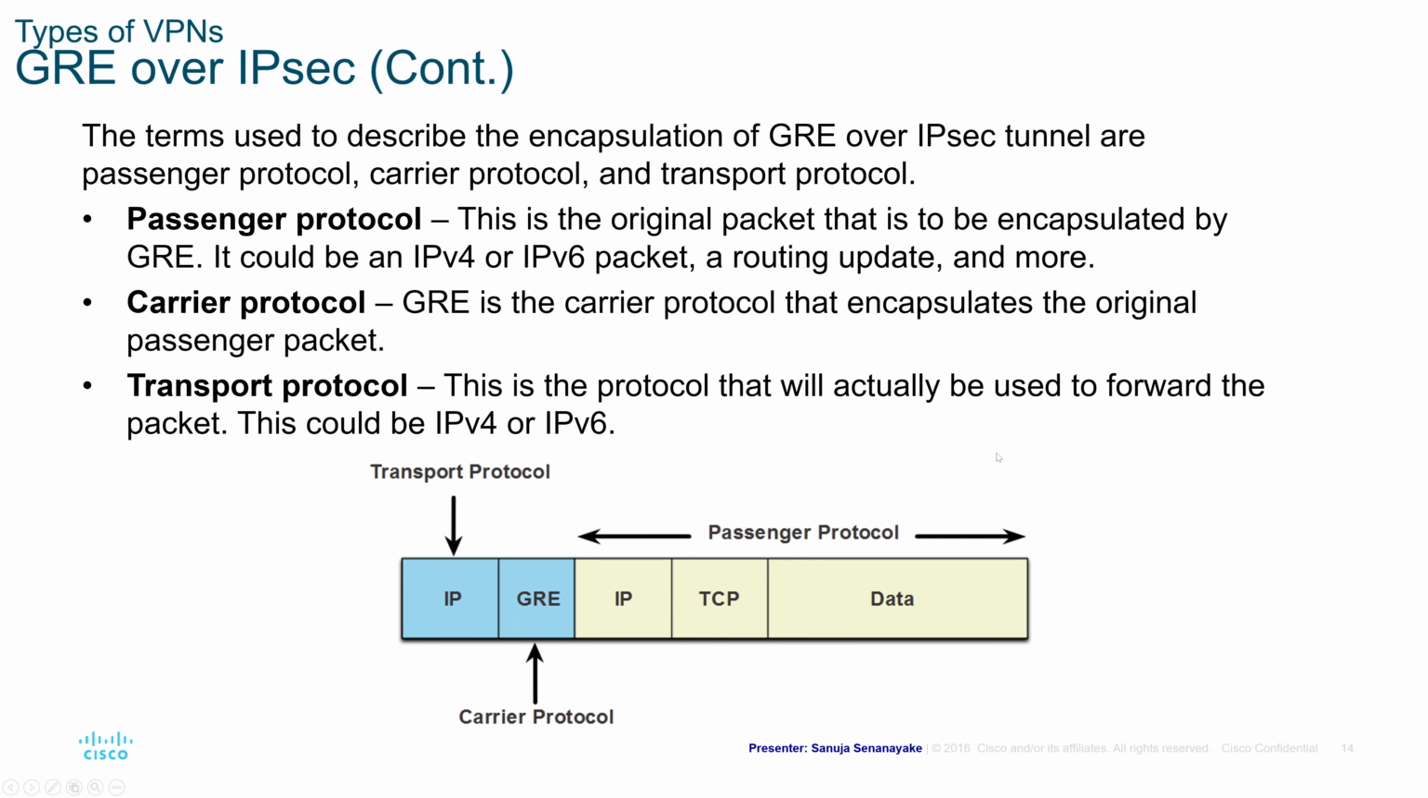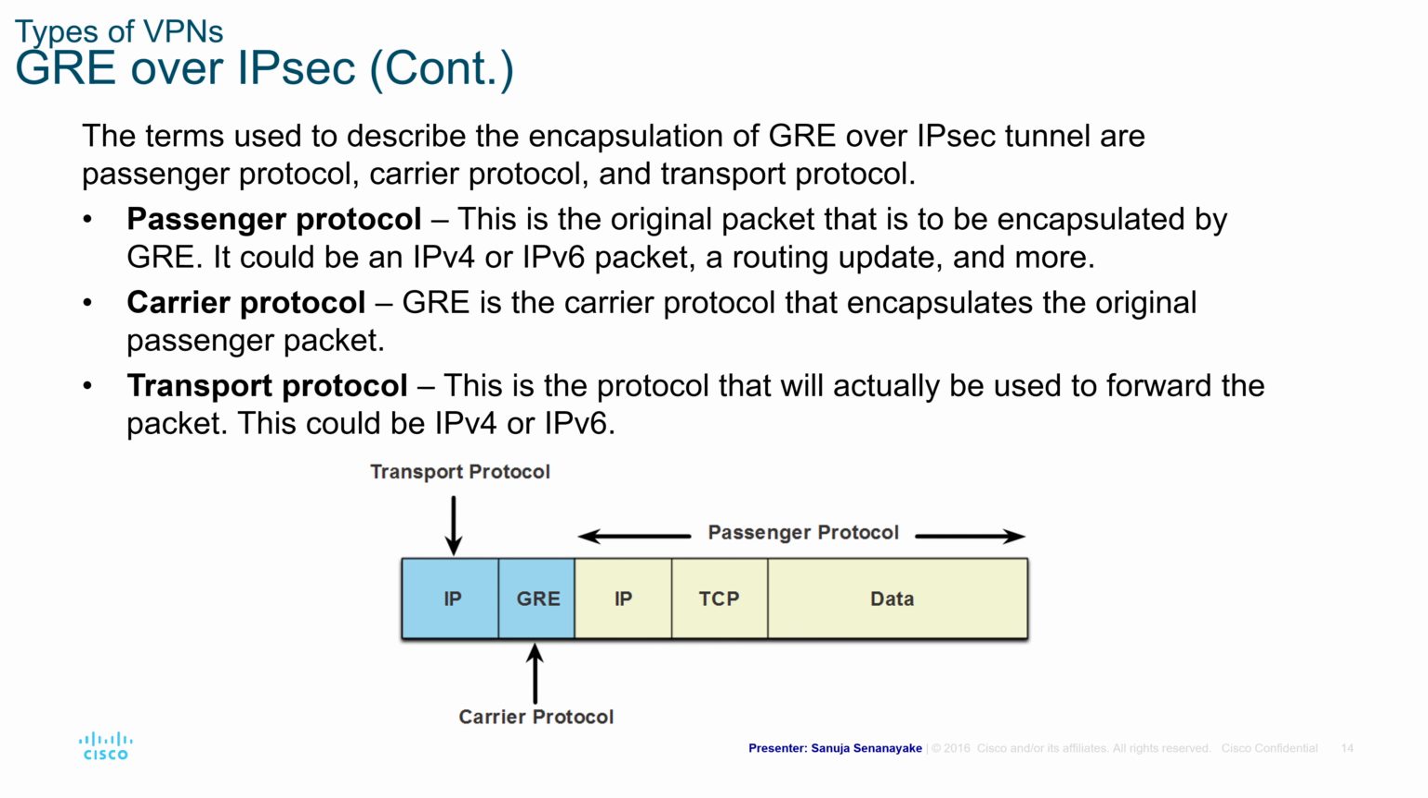The terms used to describe the encapsulation of GRE over IPsec tunnels are passenger protocol, carrier protocol, and transport protocol. Those are three terms that you should be familiar with. So what are they? The passenger protocol is the original packet that is to be encapsulated by the GRE. It could be an IPv4 or IPv6 packet, a routing update, or anything else associated with those types of packets. It is the original packet to be encapsulated, and it is called the passenger protocol.